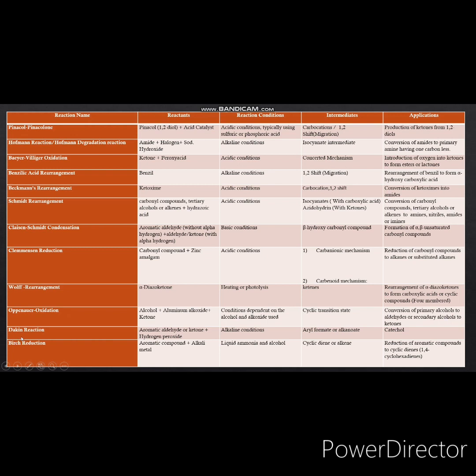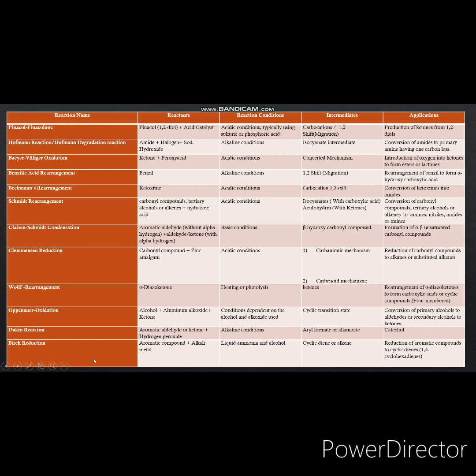Next is the Dakin reaction. In the Dakin reaction, aromatic aldehyde or ketone is used, hydrogen peroxide is used, alkaline condition is required to be maintained, aryl formate or alkanoate is the intermediate, and the product formed is the characteristic catechol.